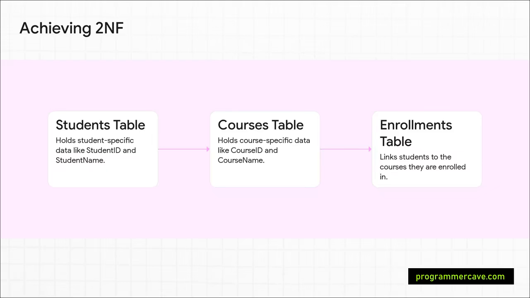We break the data apart into logical tables. We create one table for students, one for courses, and a third one, an enrollments table, that just links the two together. Now, a student's name is only stored in one place, and a course name is only stored in one place. See? Much, much cleaner.